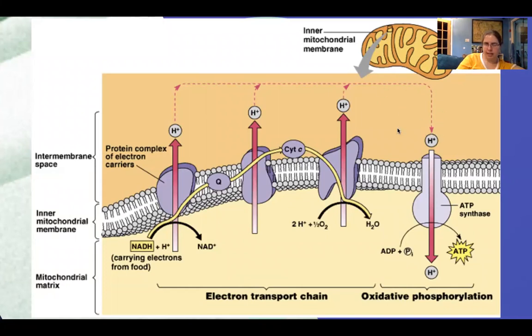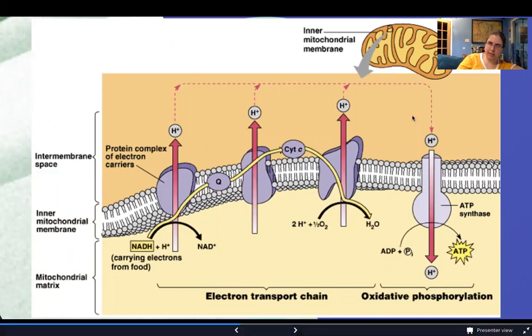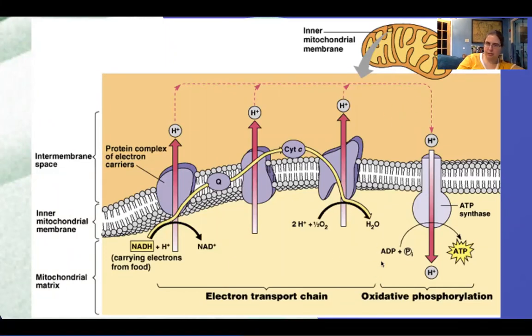Eventually, that concentration is going to get higher out here than it is inside in the matrix. That's going to allow the hydrogen ions to naturally diffuse from the area of high concentration to the area of low concentration through ATP synthase. And as it flows through, it generates energy. That energy is taken and stored as a bond between ADP and a lonely phosphate, turning it into ATP. This will make about 32 ATP molecules.